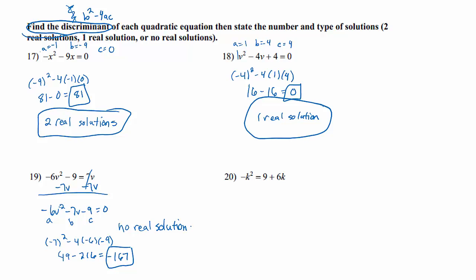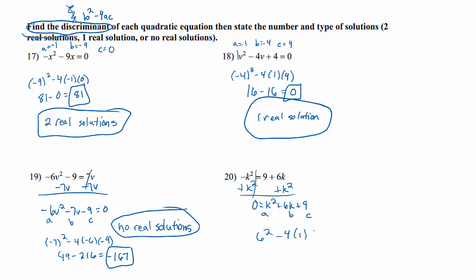And last is the discriminant. This could be any of the three because we already had one of each. So we would add k squared and put this in the right order: k squared, and then 6k, and then 9. We got a, b, c, b squared minus 4ac, 36 minus 36 equals 0. And when it's 0, there is one real solution.